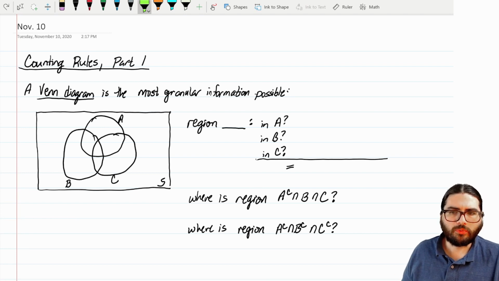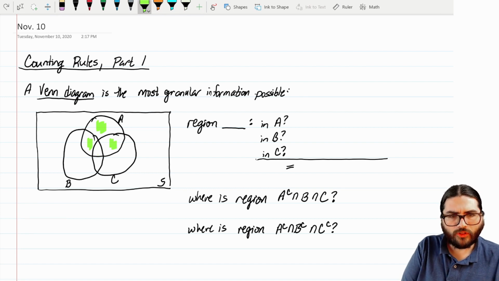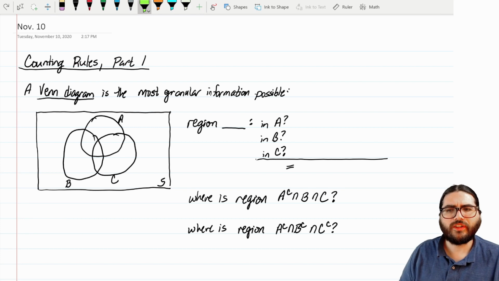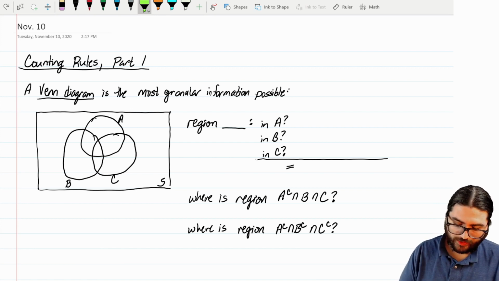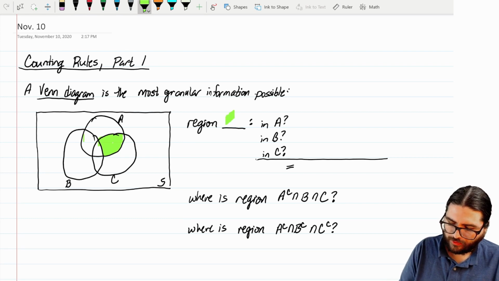I was shading multiple regions at the same time, like shading an entire circle A, set A, but that was actually made up of 4 little sub-regions here. But each one of those regions tells us very specifically about its membership in all 3 of the sets. I'll give you an example. If I highlighted, let's do this one, this region, and only this little half almond subregion there, so this green region.